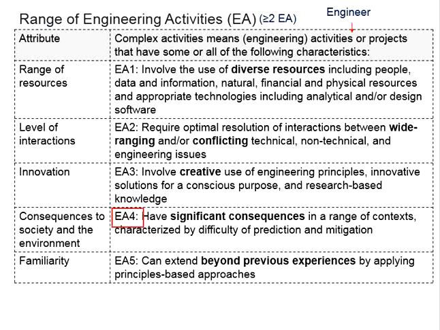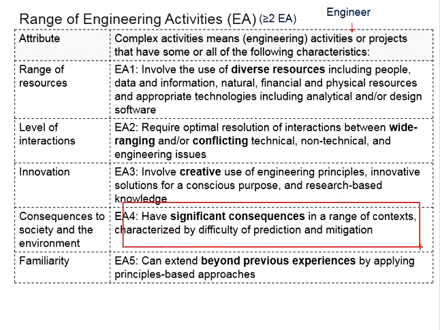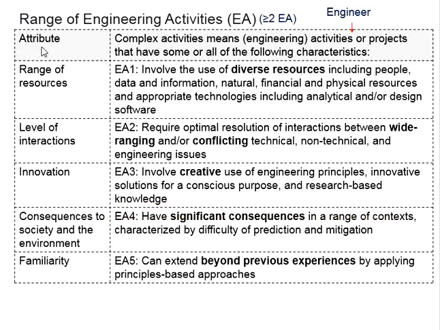Next, it will be EA4. It is about the consequences to society and the environment. The statement: have significant consequences in a range of contexts characterized by difficulty of predicting and mitigation. Now the emphasis here will be the consequences, where the consequences are so significant that they do not allow for any errors or mistakes.